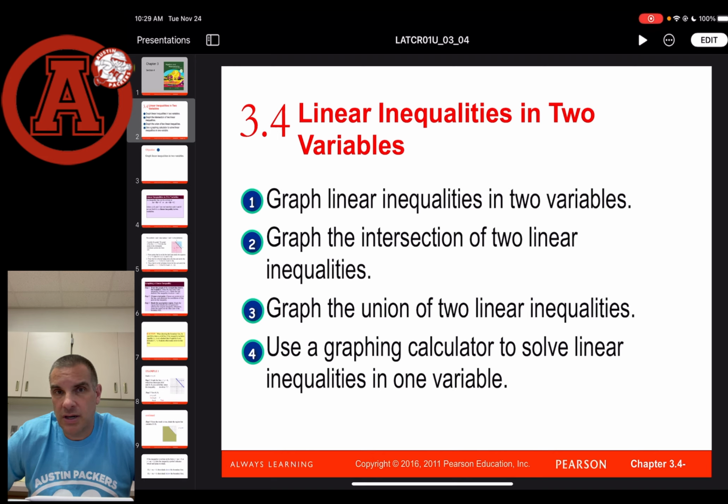If there are two of them, just graph them separately. Your solutions are where they are both double shaded. So yeah, that takes care of section 3-4. We've got one section left to go in this chapter, and we should be done with this.